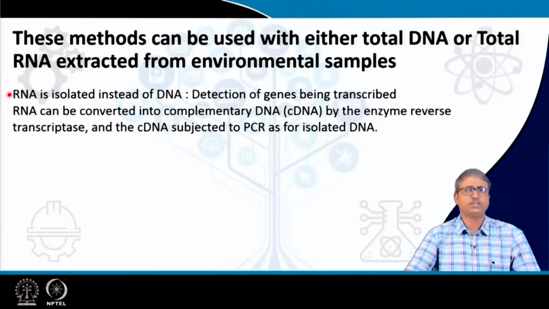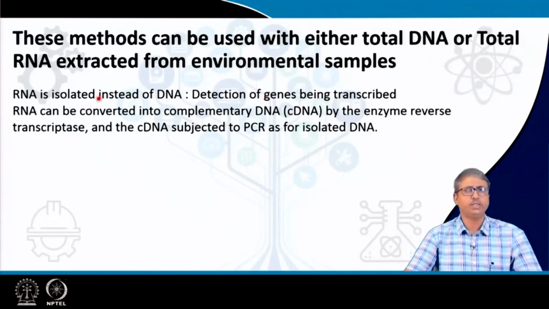If we are able to extract RNA and analyze that, it would provide us the genes which are actually being transcribed. That means the cells which are metabolically active during the sampling point will be highlighted, will be considered more than with DNA, because DNA is very stable compared to RNA. RNA comes from only the active cells.